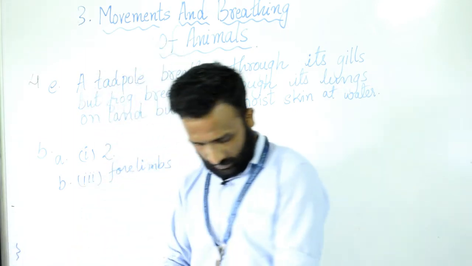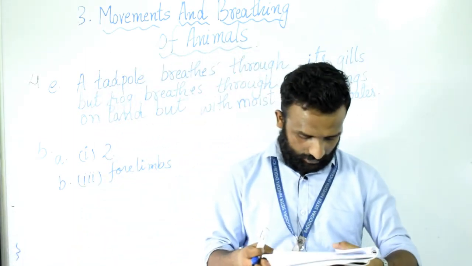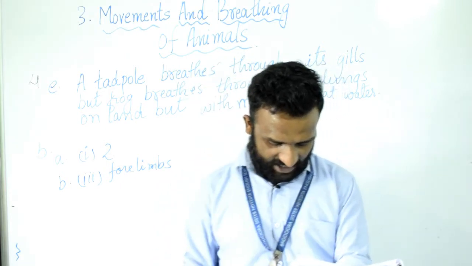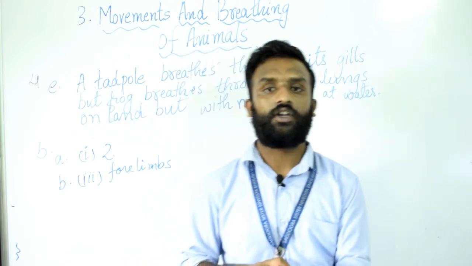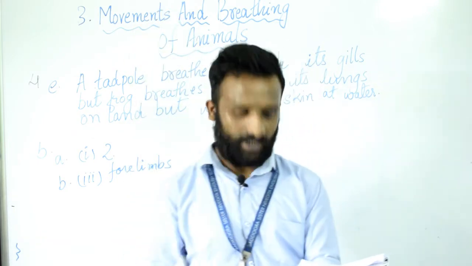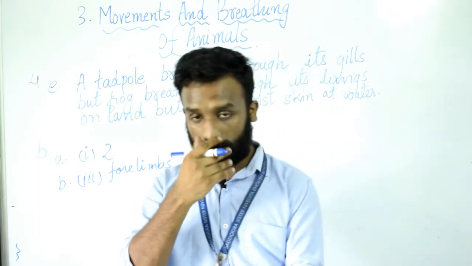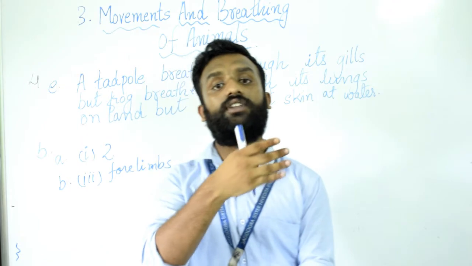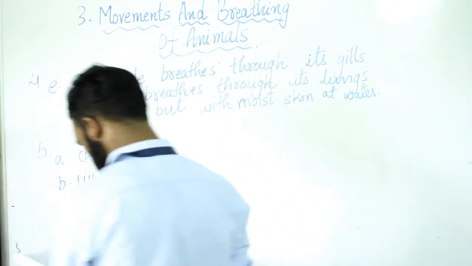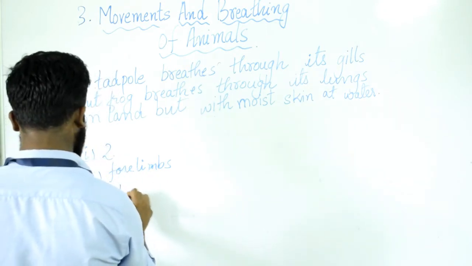Okay, now number C: the dash helps a fish in changing direction in water. What helps the fish to change direction in water? The options given here are tail fin, gills, scales or oxygen. The direction of the fish is changed by its tail fin. So number C is option one.